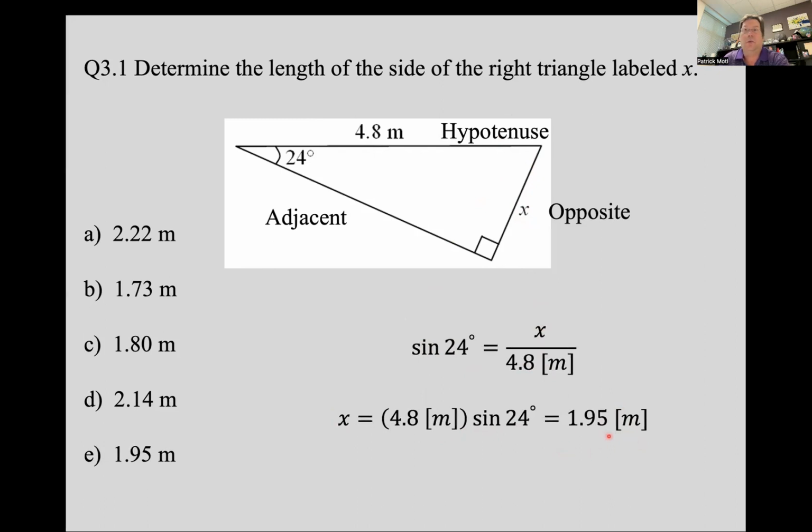If you did not get 1.95 meters, then check to make sure that your calculator was not in radian mode. This is an angle in degrees. So if you are running a calculator in radian mode, 24 radians is definitely not the same as 24 degrees. So you will have an answer that disagrees with me. So make sure you get that straightened out.